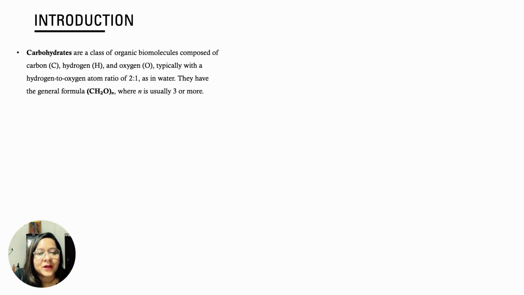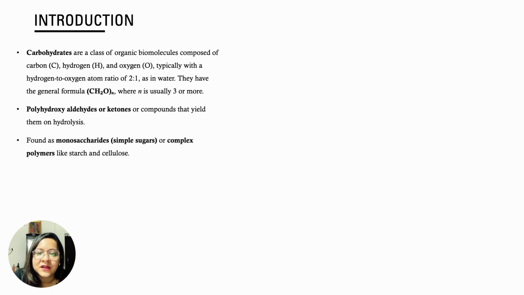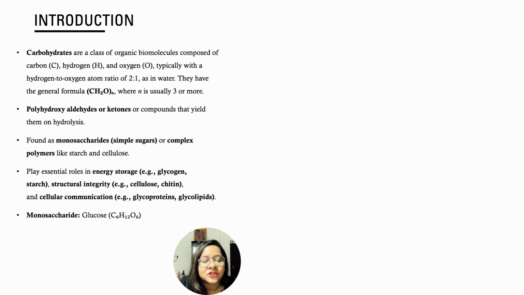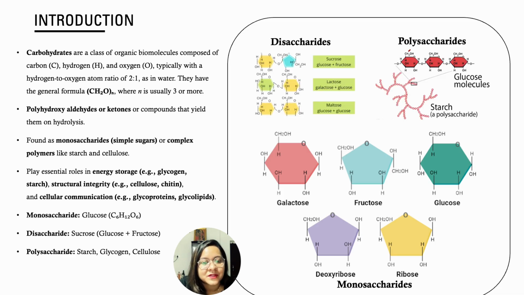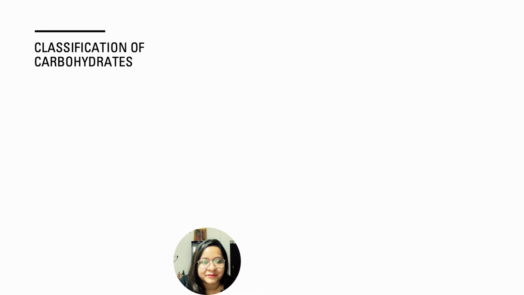Carbohydrates are organic biomolecules composed primarily of carbon, hydrogen, and oxygen, generally following the empirical formula CH2O n. They may exist as monosaccharides like glucose, disaccharides such as sucrose, or complex polymers like starch and cellulose. Their biological significance cannot be overstated, serving in energy storage as in glycogen and starch, structural integrity like cellulose, and cell communication via glycoproteins and glycolipids. We will now unpack their classifications in detail.